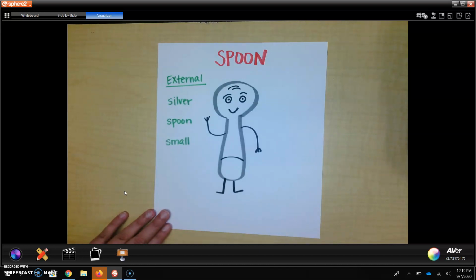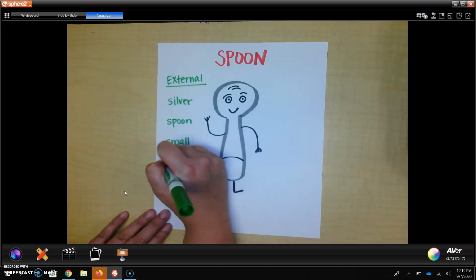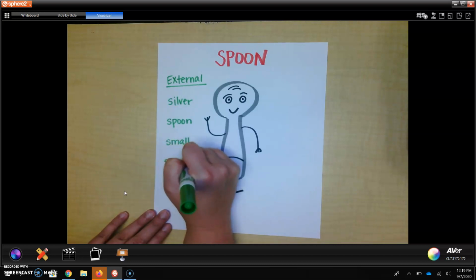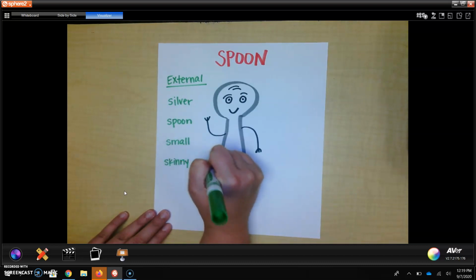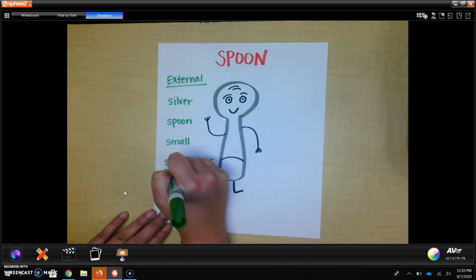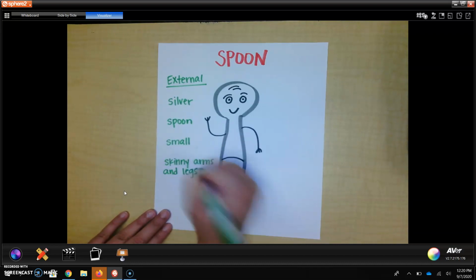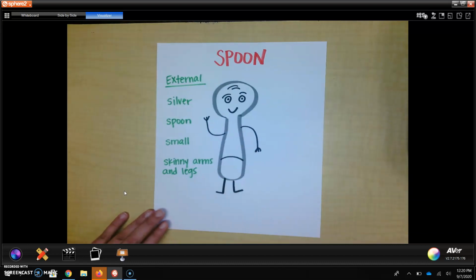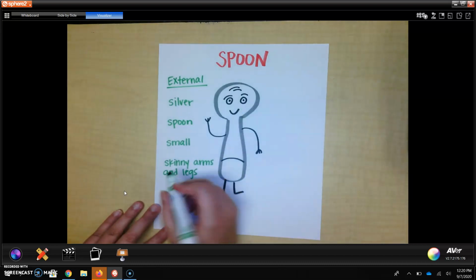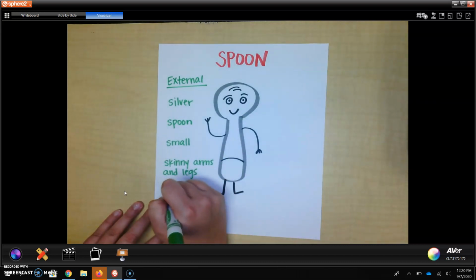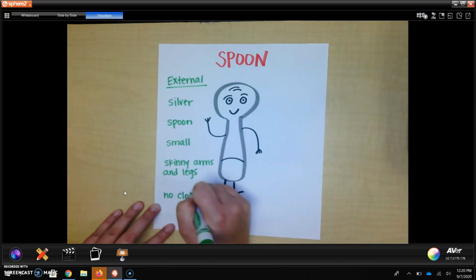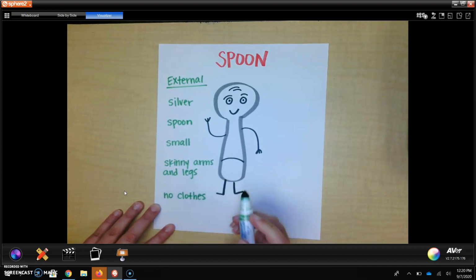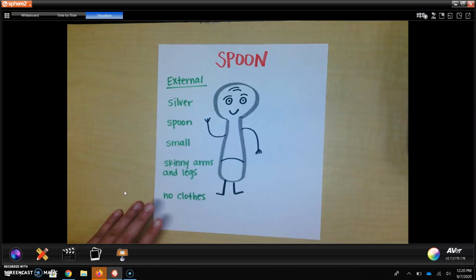So he's very small. Spoon has skinny arms and legs. I can tell that by looking at him. He has very skinny arms and very skinny legs as a part of his body. And the last one is kind of silly, but Spoon doesn't wear any clothes. So I'm writing no clothes because that describes his external traits, what I can see on the outside of Spoon.